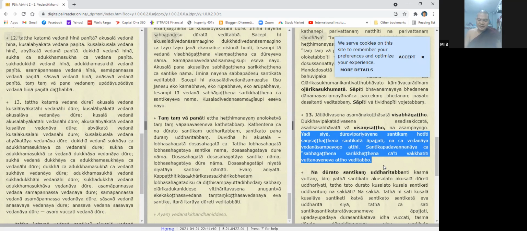Dura Vipariyayena Sadika hoti, Sasatena Sadika apajjati. So if we take Sasata, that means association, it can be Sadika, no more Dura. Na ca vedanaya vedana sambyogo atthi.